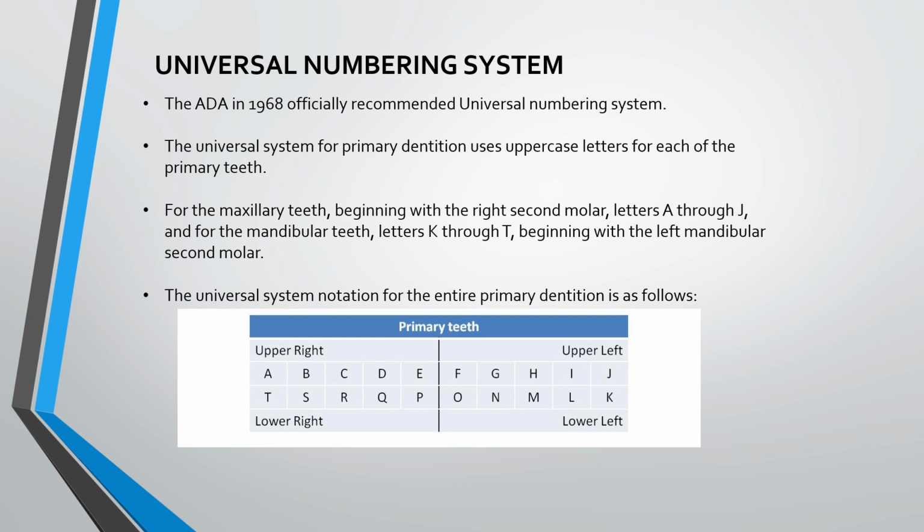Universal Numbering System. The ADA in 1968 officially recommended the Universal Numbering System. The Universal System for primary dentition uses uppercase letters for each of the primary teeth. For the maxillary teeth, beginning with the right second molar, letters A through J, and for the mandibular teeth, letters K through T, beginning with the left mandibular second molar. The universal system notation for the entire primary dentition is as follows.